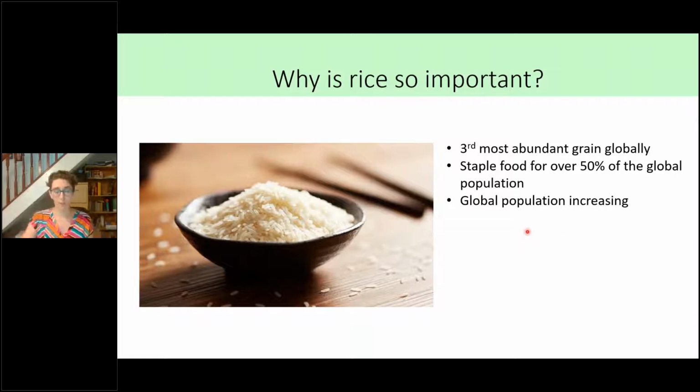The global population is increasing year on year, as we all know. And although grain production is also increasing, the gain in yield is currently not predicted to be enough to match the increased demand.